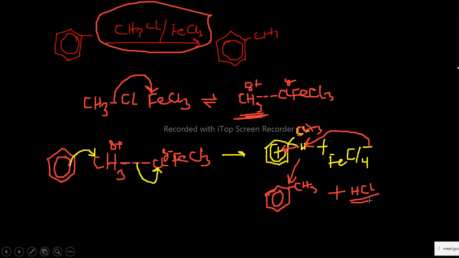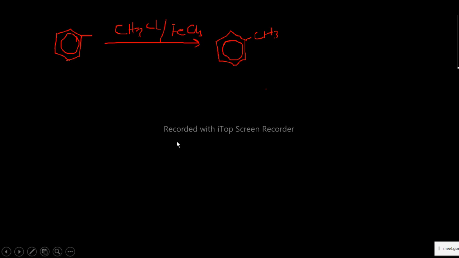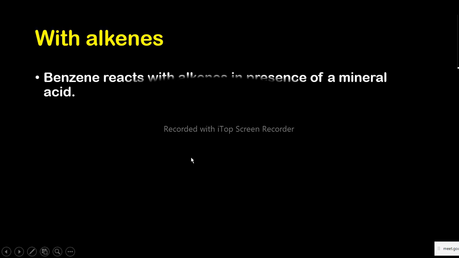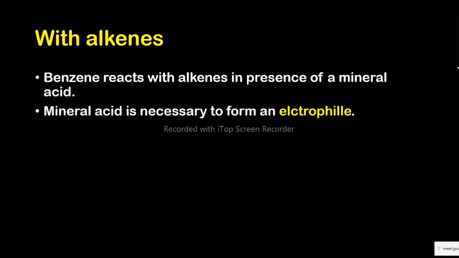So it is as simple as this. Then with alkenes, in presence of an acid, the same thing happens: you synthesize an electrophile, and it is that electrophile that will receive the delocalized electrons from benzene, to undergo a substitution reaction. So this is basically simple. You do this mechanism.